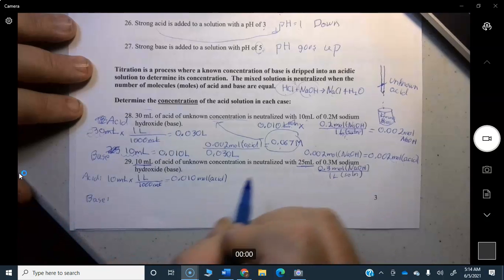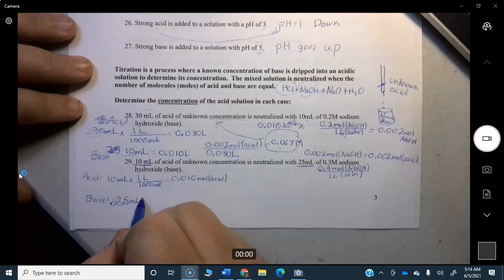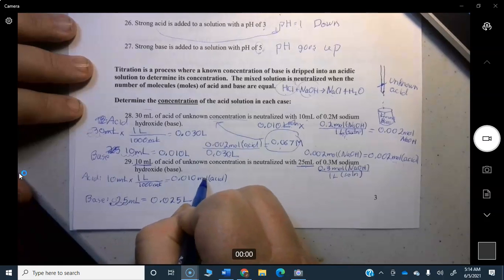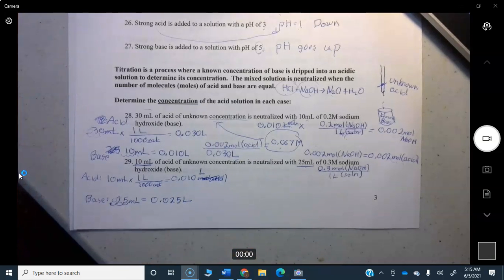So it's 25 milliliters. So you're going to move the decimal 1, 2, 3 positions and put a 0 in that space there. And I wrote moles. That's wrong. That's liters. Liters, okay? All right, so I corrected that. That should be liters. Okay, so now you have the volumes in terms of liters.